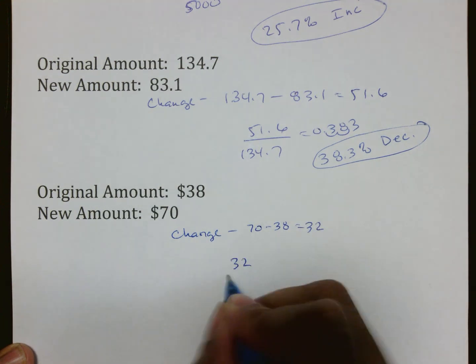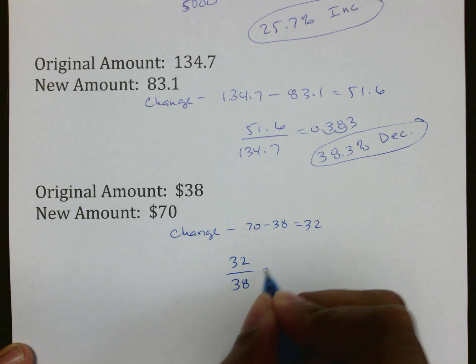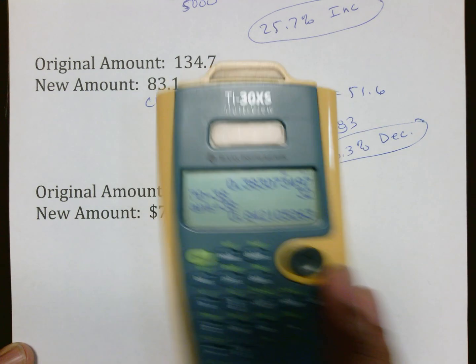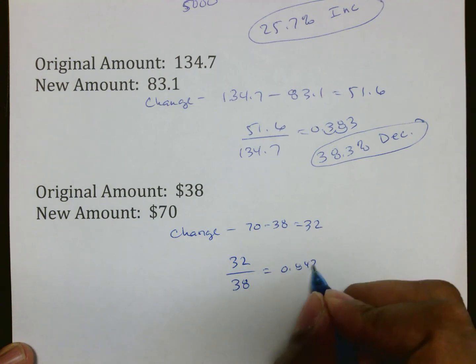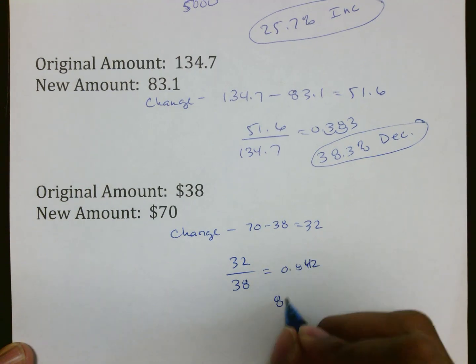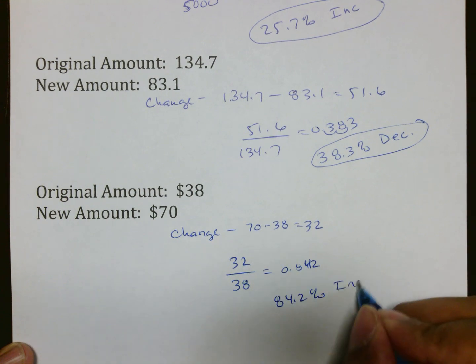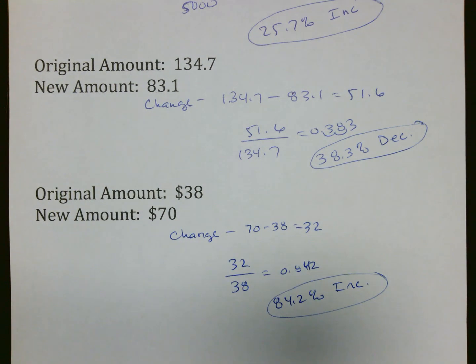Now we take that amount of change and divide it by the original. 32 divided by 38 is 0.842, which means that it's 84.2%. In this case, it is an increase because it went from 38 to 70 and it went up.